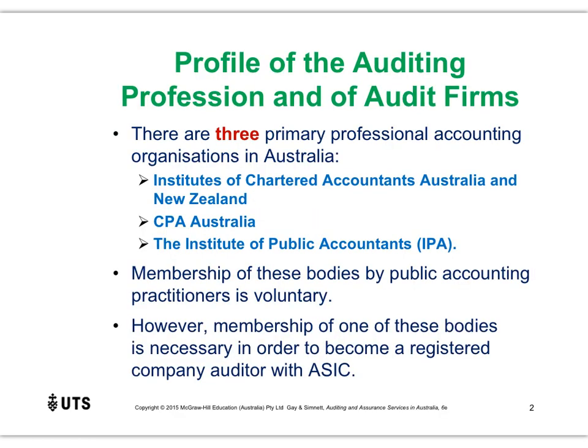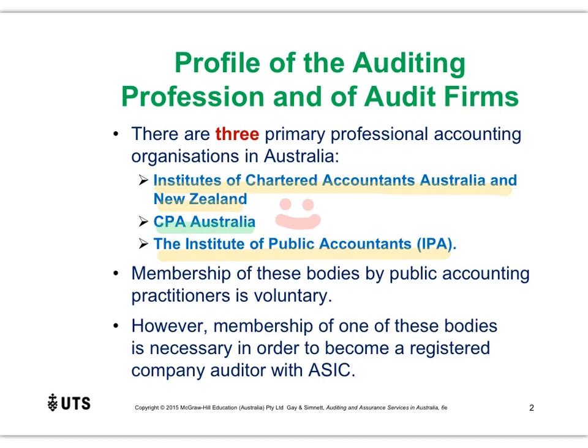All professional accountants in Australia will be a member of at least one of these professional bodies. There is the Institute of Chartered Accountants Australia and New Zealand. These individuals are called CAs. You have CPA Australia. Members of this group are called CPAs, like me. Let's do a smiley face. I feel like it's appropriate. The third one is the Institute of Public Accountants, IPAs. So as I said, all professional accountants will be a member of at least one of these bodies.